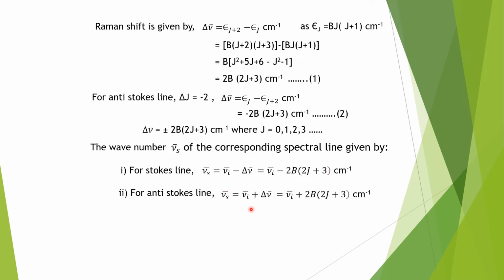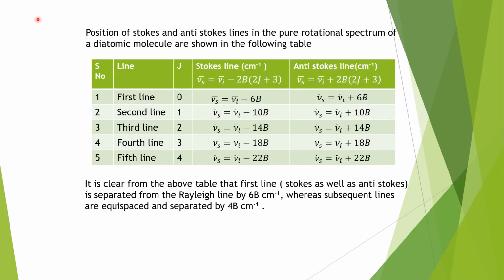So you will get this particular equation, that is the wave number ν̄s for anti-Stokes lines. Now the position of Stokes and anti-Stokes lines in the pure rotational Raman spectrum, in case of a diatomic molecule, are shown in the following table. The table gives us the idea about the position of Stokes line and anti-Stokes line in the pure rotational Raman spectrum.